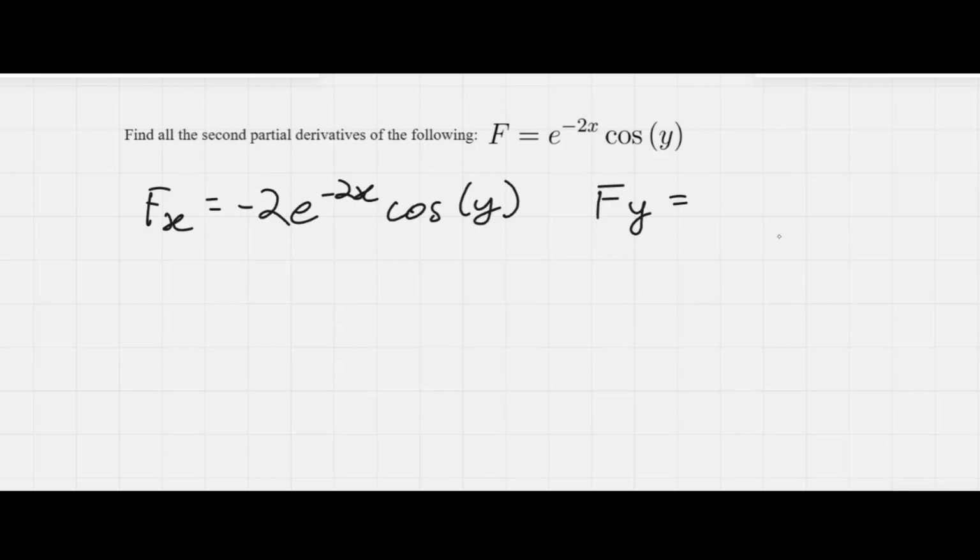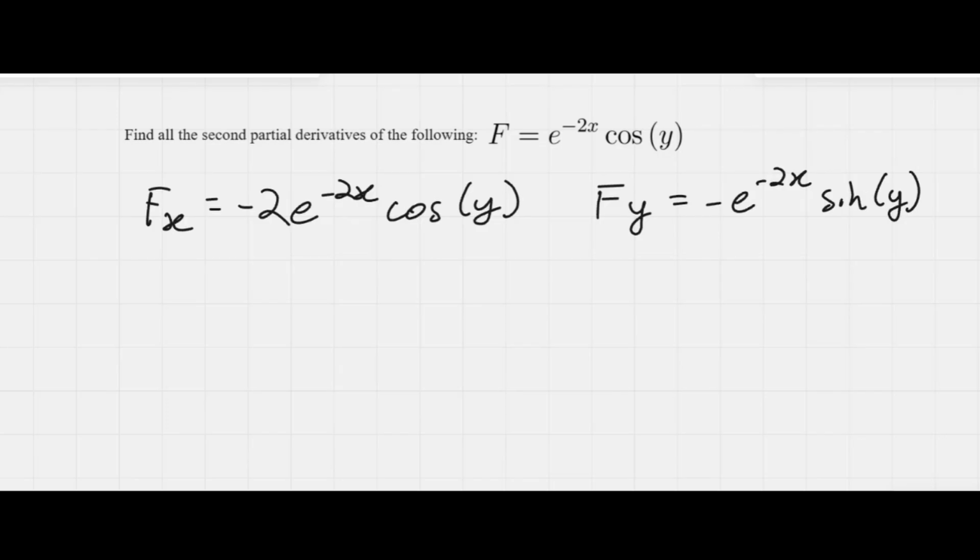All right, so we leave the e to the negative 2x. We're just going to leave that for now, treating that as a constant. We have the derivative of cosine y, which is negative sine y. And so what that leaves us with is negative e to the negative 2x power multiplied by sine y. Okay, we have found our first partial derivatives.